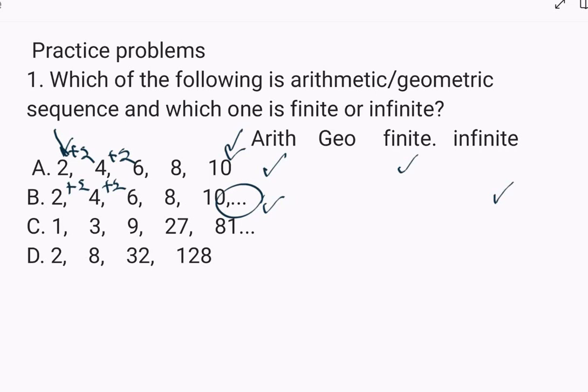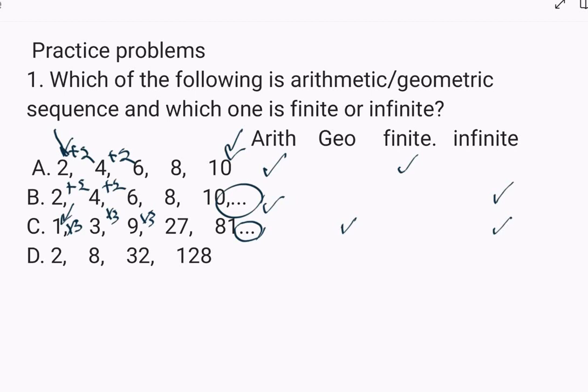C, we have the beginning, 1, but we have no end, ending in dots. How about the pattern? 1 times 3 is 3, 3 times 3 is 9, 9 times 3 is 27. So it is geometric, based on multiplication, and it is an infinite sequence since it's ending in dots.